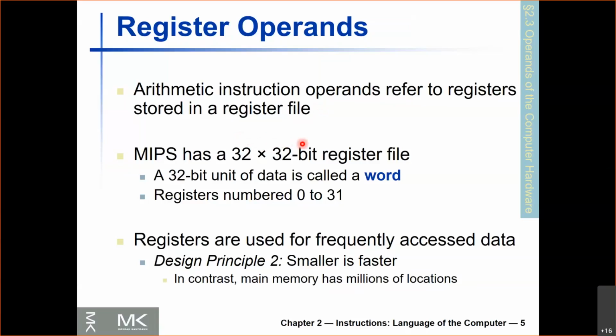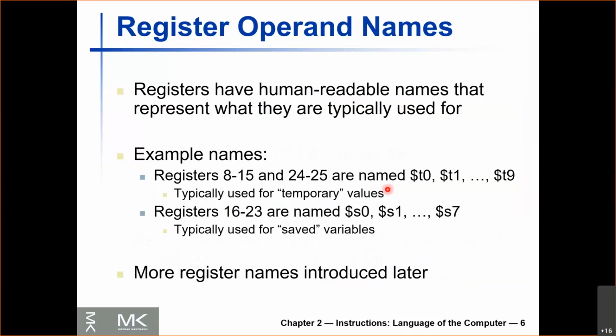And because a register is 32 bits or 4 bytes, this quantity of data has a special name, which is a word. So a word refers to 4 bytes or 32 bits, or the data that can be stored in a single register. We also saw that registers have names.